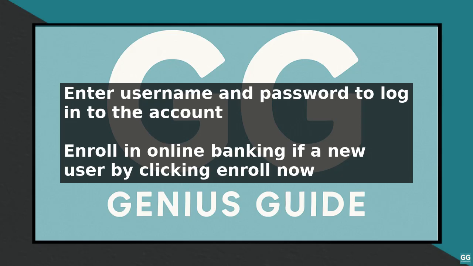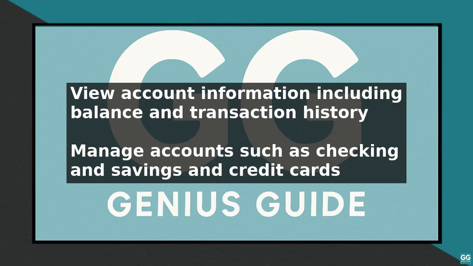To pay a bill, click on the Pay Bills tab and select the account you want to pay from and the payee you want to pay. You can also set up automatic payments by clicking on the Automatic Payments tab.